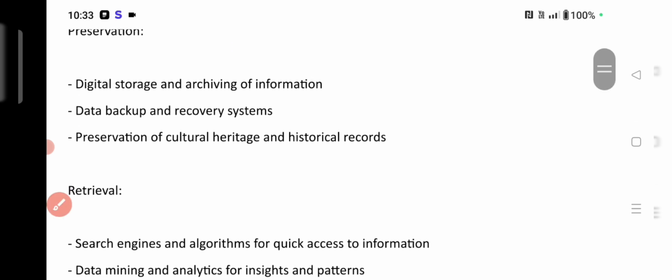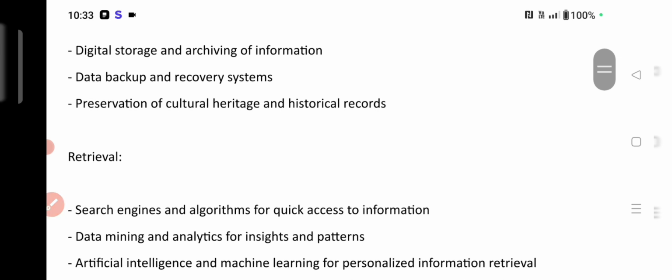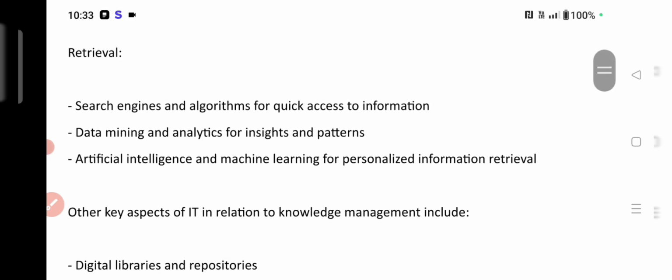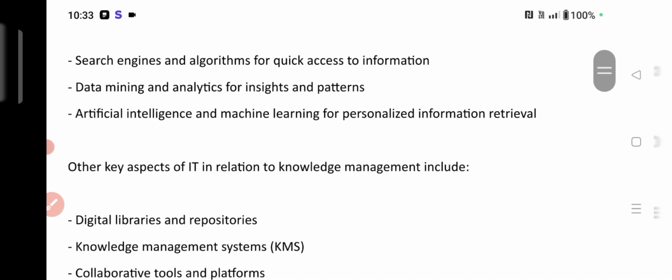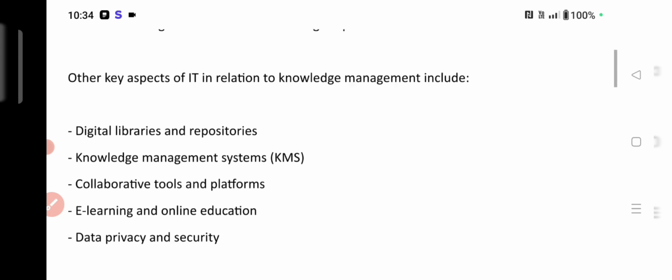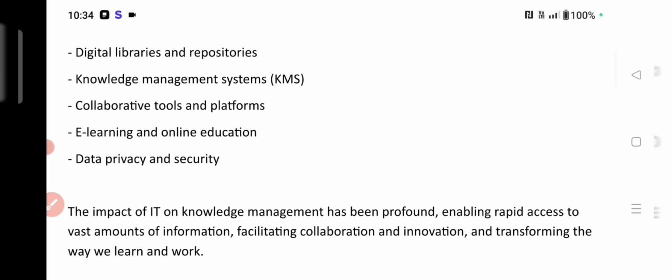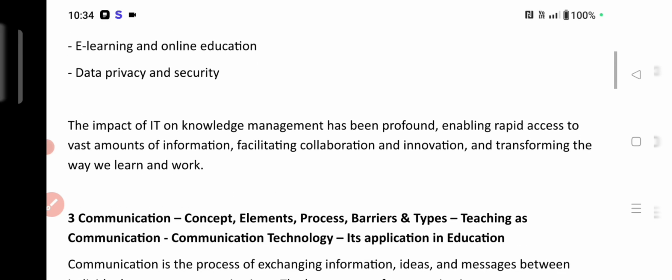The next one is preservation, how we are preserving that: digital storage and archiving of information and data, backup and recovery systems, and preservation of cultural heritage and historical records. Retrieval: search engines and algorithms for quick access to information, data mining and analytics for insights and patterns, artificial intelligence and machine learning for personalized information retrieval. Some other key aspects are digital libraries and repositories, knowledge management systems, collaborative tools and platforms, e-learning and online education, and data privacy and security.